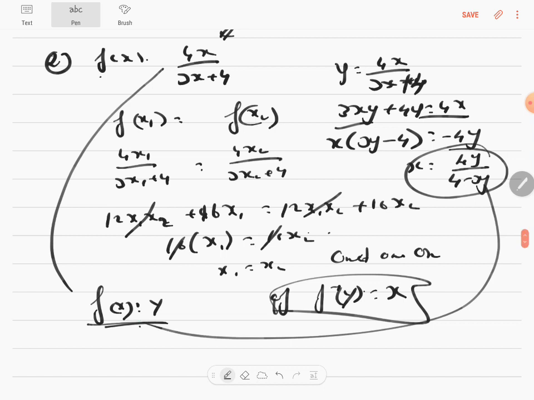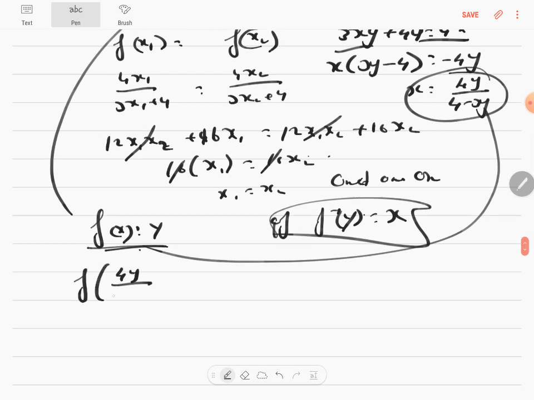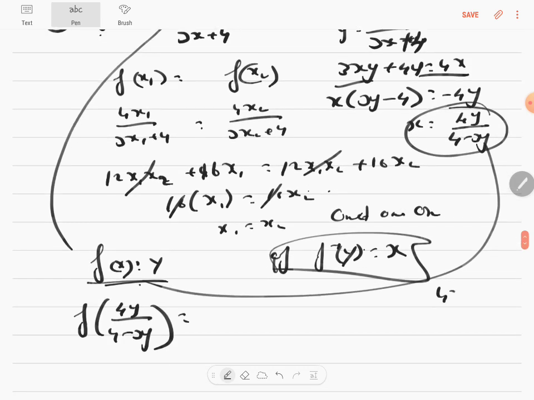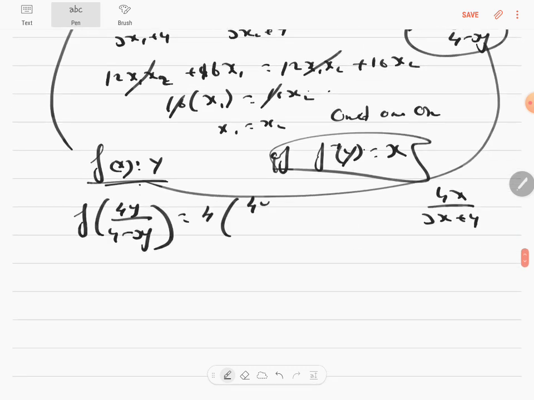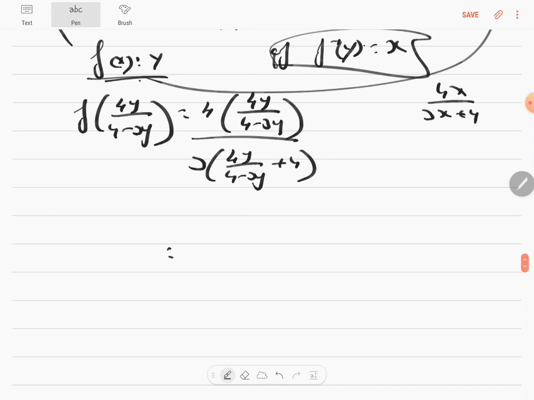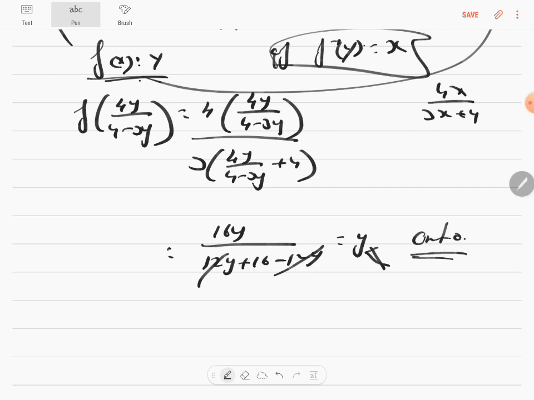So take it and substitute it here. f of 4y by 4 minus 3y. Wherever x is, you should write that. So 4x by 3x plus 4 is the function. Wherever x is, you write 4y by 4 minus 3y, so it's 4 into 4y by 4 minus 3y, over 3 into 4y by 4 minus 3y plus 4. So we take the LCM: 16y by 12y plus 16 minus 12y. This and this get cancelled, the 16 gets cancelled, so f of x is equal to y, which shows that it's also onto. Thus you prove that it's 1 to 1 as well as onto. Let's go to the next question.